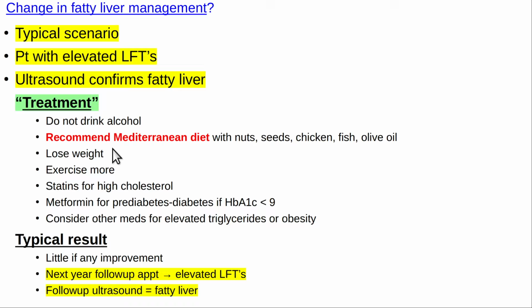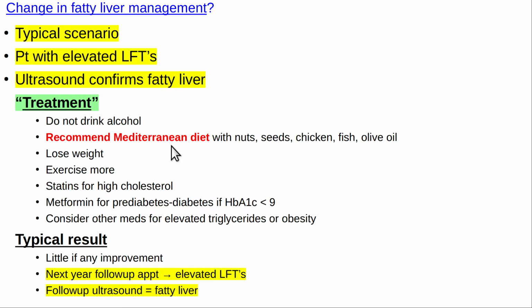They typically recommend the Mediterranean diet. You go to the famous medical center channels and see what they recommend for these patients. They'll recommend the Mediterranean diet quite often, with nuts, 70 to 90% fat, seeds, super fat, chicken, super fat, fish, olive oil, which is completely stupid.